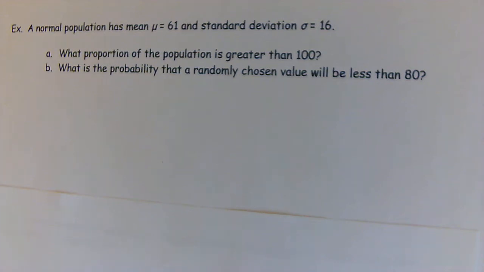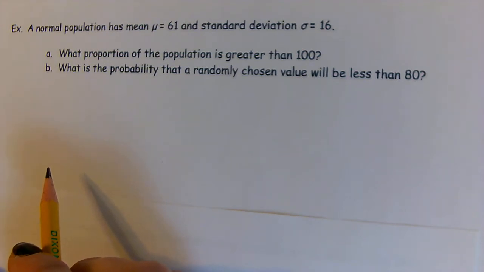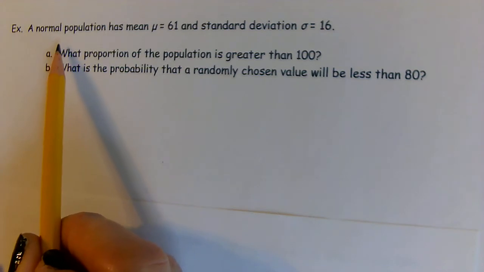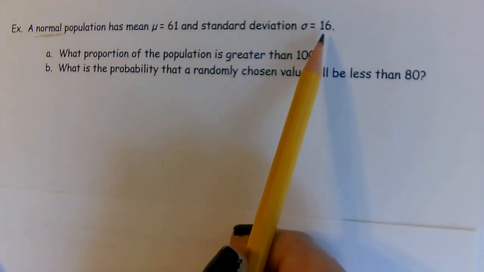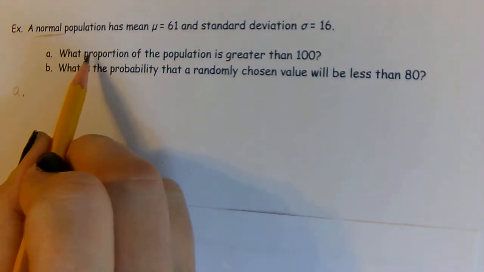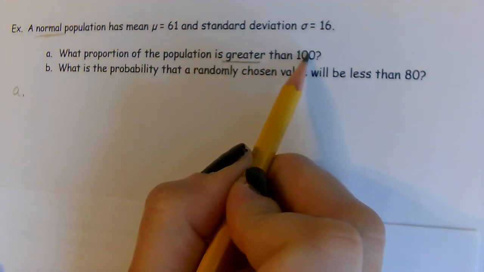Okay, we're doing more examples or applications of the normal distribution in 7.2. So let's do an example. A normal population, normal distribution, has a mean of 61 and a standard deviation of 16. What proportion of the population is greater than 100?